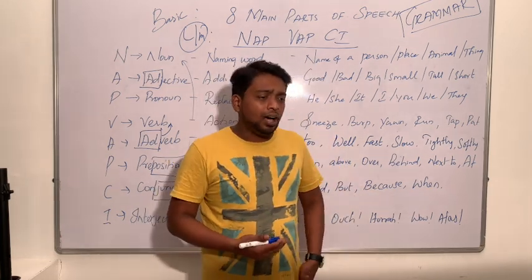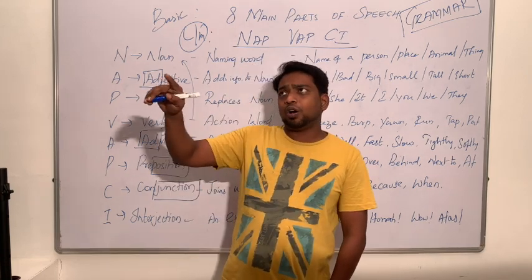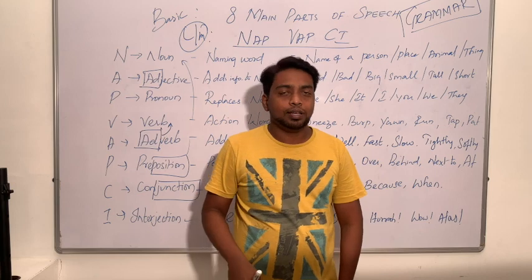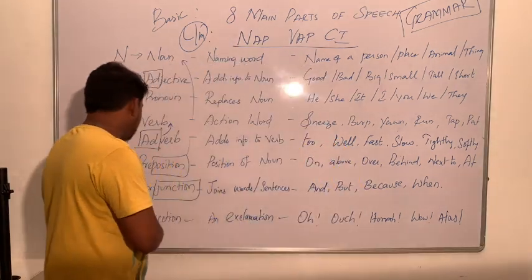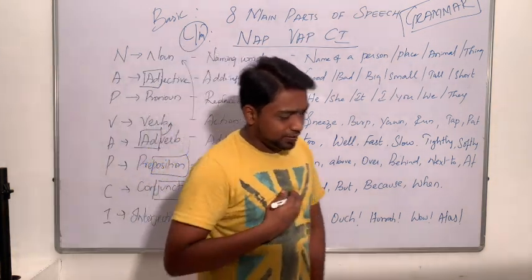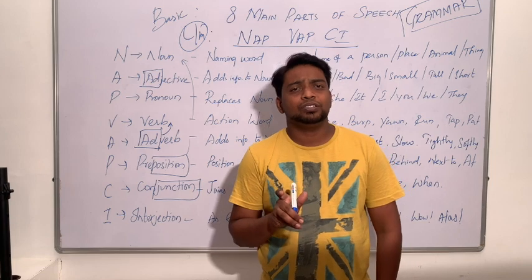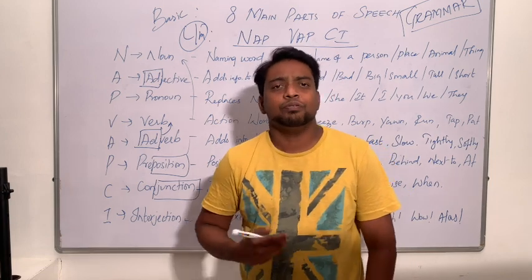I sleep when my clock ticks 10 o'clock in the night, right? These are the examples for conjunction. Interjection. Interjection is always an exclamation. In one short word you express your feeling.